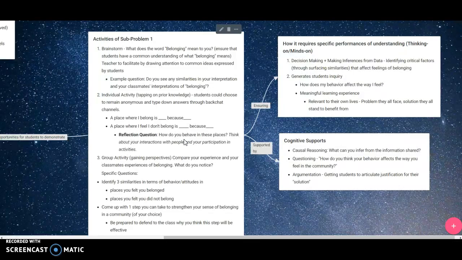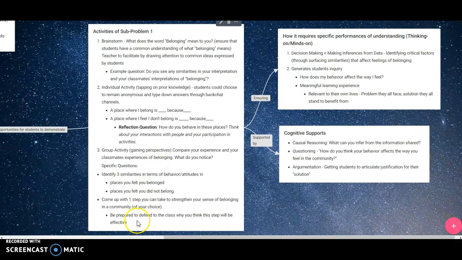Another technique we used to ensure that students were minds-on was having them engage in causal reasoning to justify to the class why they think their proposed action plan, part of Activity 3, will help strengthen their sense of belonging in a community.